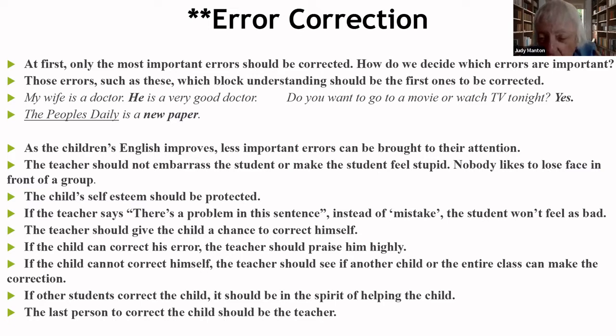I suggest you take a picture of this slide for future reference, but the entire PowerPoint will be emailed to you. So let's look at just the first part. At first, as I said, only the most important errors are corrected. If you keep correcting, it'll interfere with comprehension. Let some errors go. How do we decide which errors are important? Those errors, such as these, which block understanding, should be the first ones to be corrected.